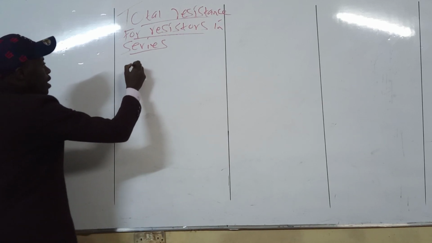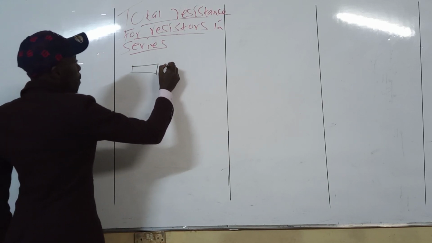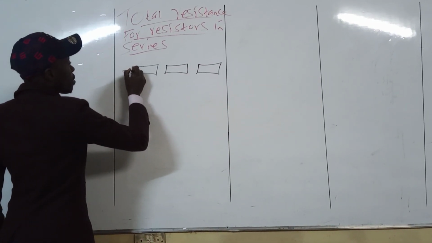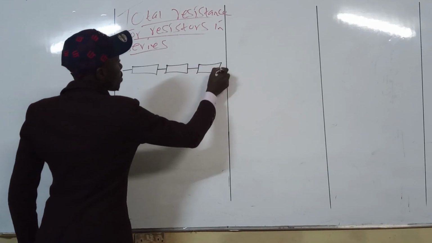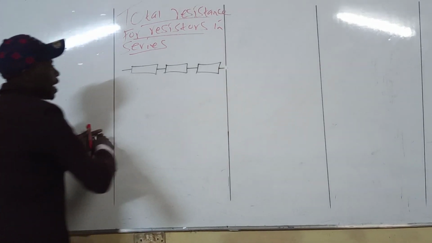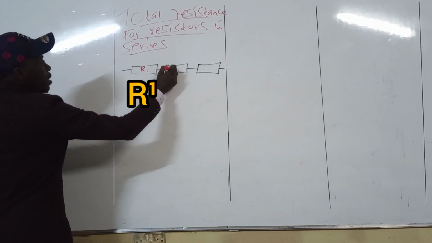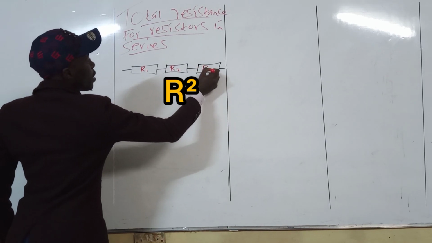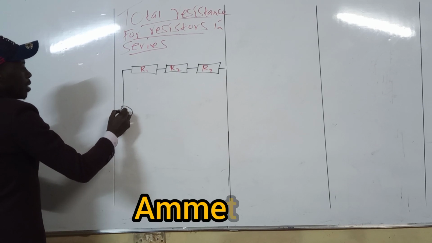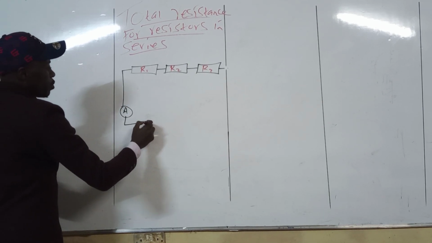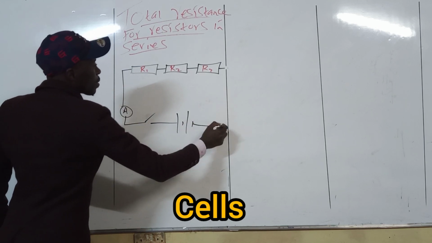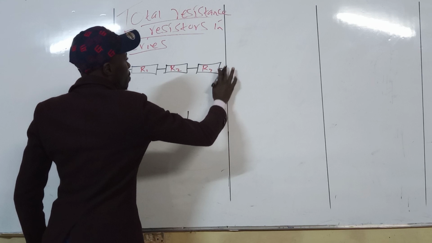So we are going to consider three resistors, R1, R2, and R3. Then from the resistors we have an ammeter, then we have a switch, then we have cells here.